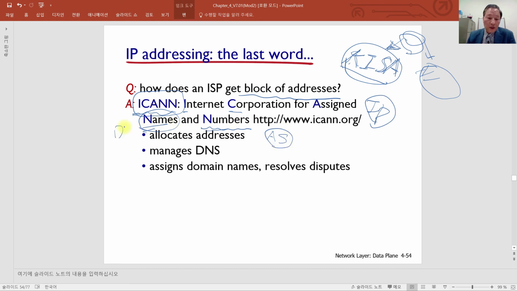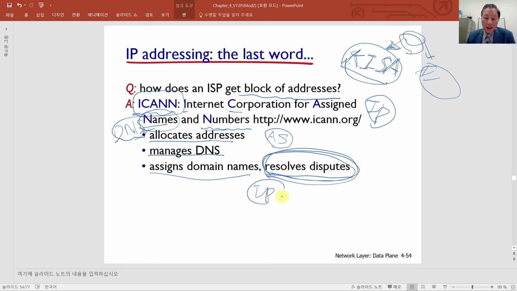This is domain name system, domain name. And this one is allocating addresses, managing DNS, assigning domain names, and even resolving disputes. If there is some problem in terms of property, an IP address is a kind of property, and this one is trying to resolve that dispute.